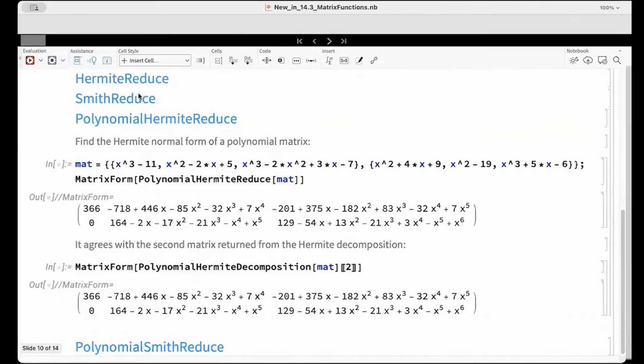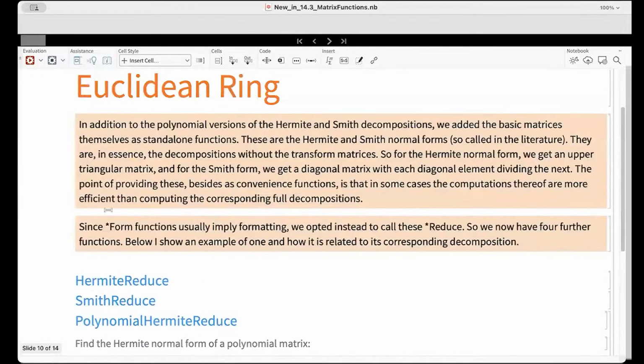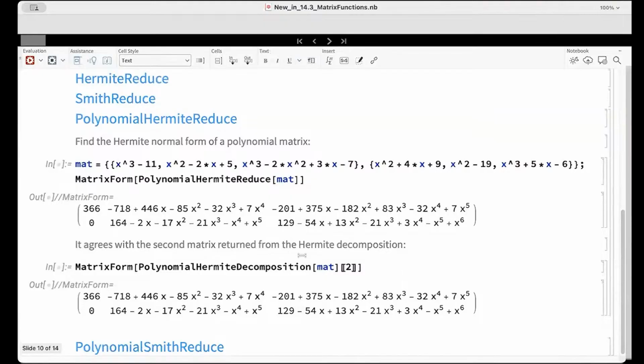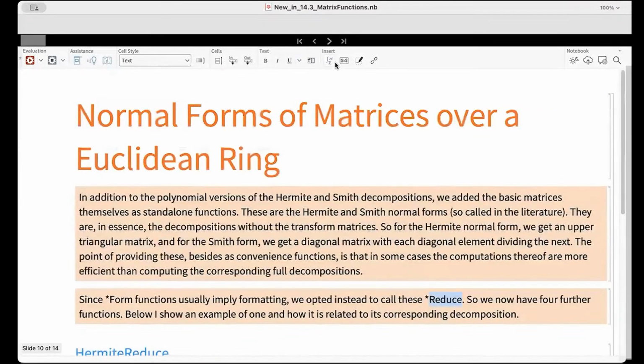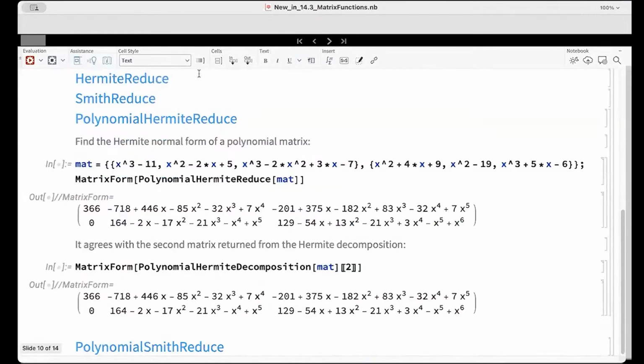Now, why do we call this HermiteReduce instead of Hermite normal form? Well, simply enough, form functions in the Wolfram Language usually refer to formatting, InputForm, StandardForm, etc. So we opted instead to use reduce because they're, in a sense, reductions as well as being normal forms. Oh, and I provided a simple example here. Essentially they're all similar. The matrix normal form for this matrix is, well, here it is. And we just show that you get the same from the Hermite decomposition, taking the second element.